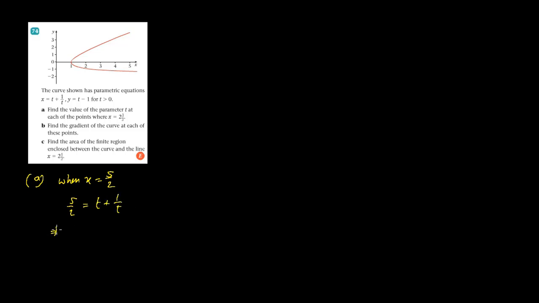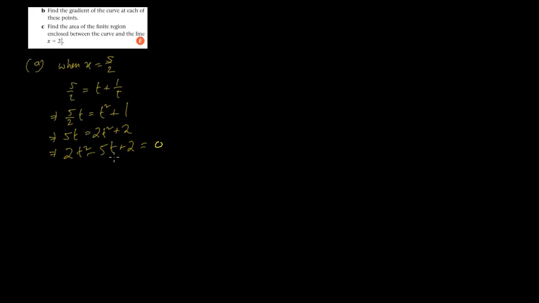So we can multiply both sides with t. It would be 5 by 2 into t equals t square plus 1 by t into t, which is 1. Now we can multiply both sides with 2 to simplify the algebra. So 5t equals 2t square plus 2. So we can have a quadratic equation, 2t square. If I bring this 5t to this side, it would be minus 5t plus 2 equals 0. I'm actually bringing this to this side and just reversing the order, that's all.